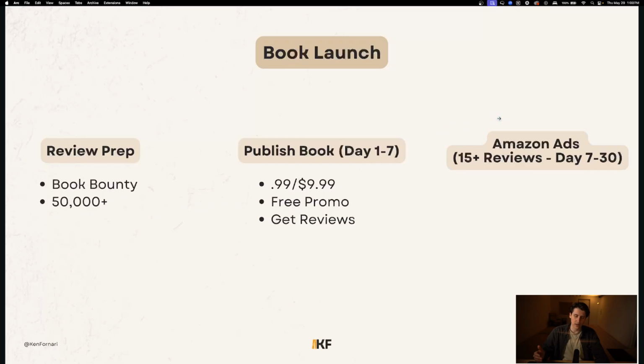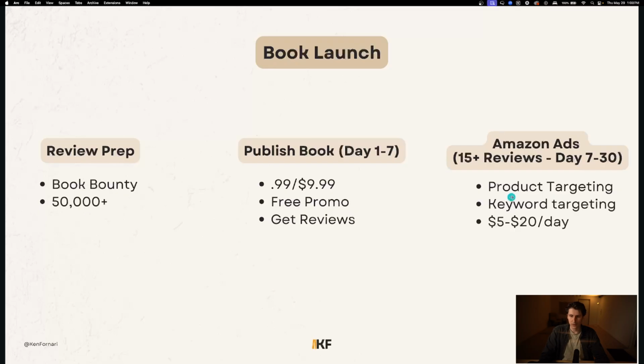So day 7 to 30 of our launch, all we're doing is driving sales to our book through Amazon ads. And the Amazon ads that I like to run are a simple product targeting campaign, target all the relevant products in your topic, a simple keyword targeting campaign, target all the relevant keywords in your topic. Don't go too broad, make sure they are specific enough. We're not going to be spending money for no reason. It's only going to be targeting places that are relevant.